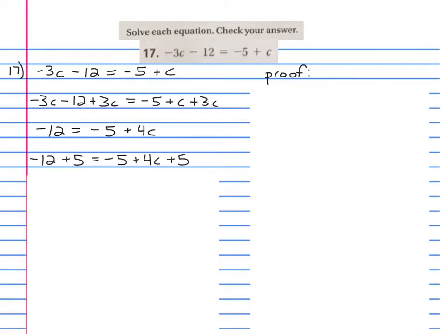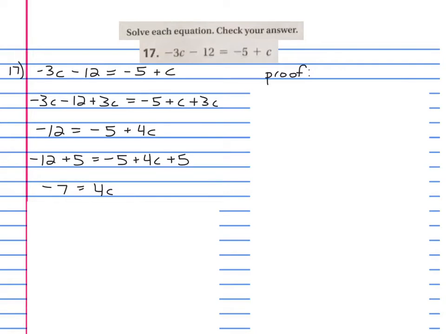It is plus 5. So on both sides, I take what was originally there, negative 12 in this case, plus 5. Take what was originally there, negative 5 plus 4c, and I say plus 5. Those will cancel out, and these will combine. So they combine to be negative 7, and these, since they cancel out, leave you with 4c.